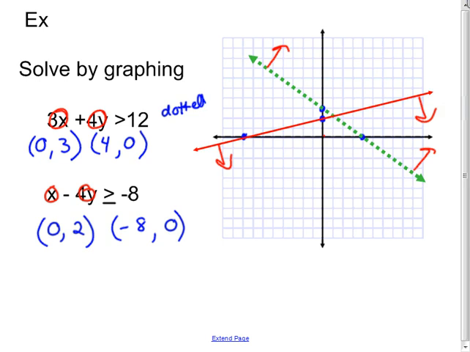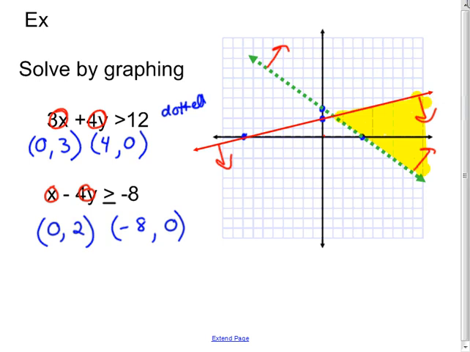So now I have all of my inequalities graphed. So what is the region that is included in both? It's this part right here. And that's my final answer. So you can have 2, you can have 3, you can have 4. However many you're going to have, it's just going to continue to restrict that region inside.